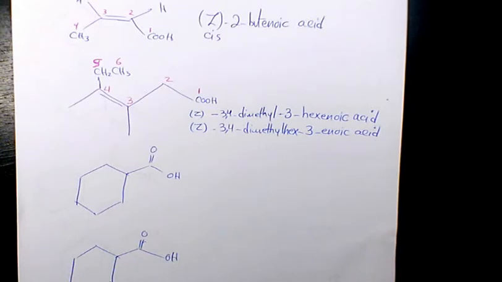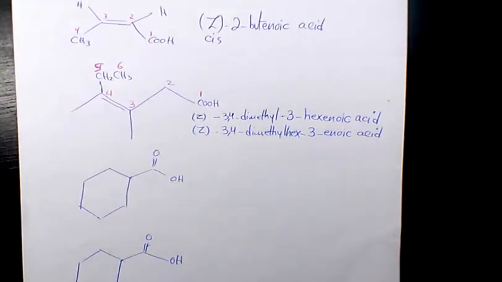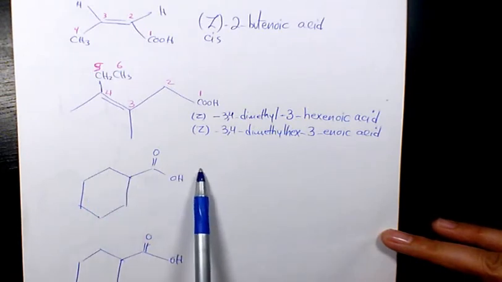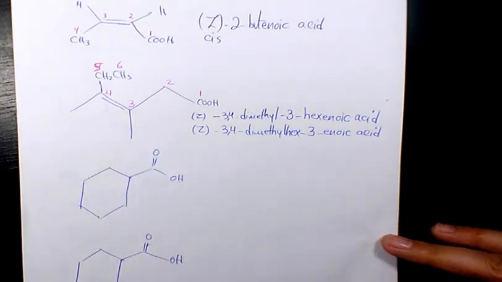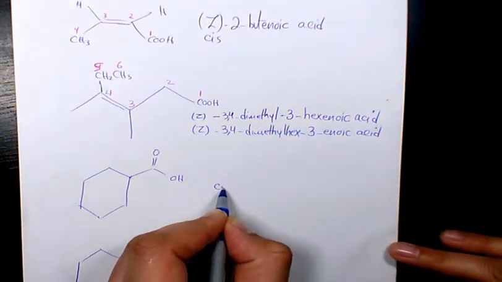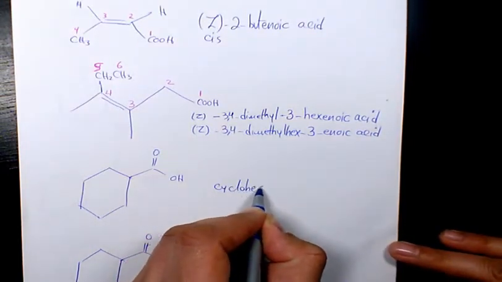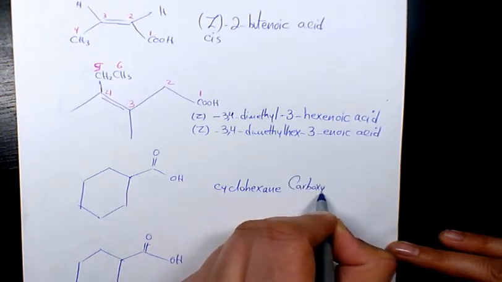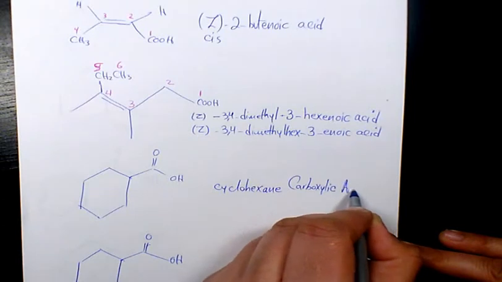Next one. This one we have cyclohexane, and it's connected to the carboxylic group, so we call it cyclohexane carboxylic acid.